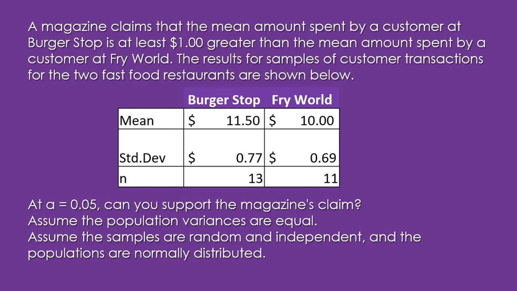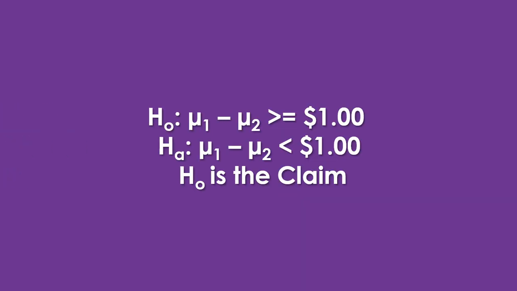We are to assume the population variances are equal, the samples are random and independent, and the populations are normally distributed. All standard assumptions. We always start by stating the two hypotheses. In this case, the claim of the magazine was that the mean of the Burger Stop was at least $1 higher than that at Fry World. So at least implies the greater than or equal to math operator, which is a form of equality, which means that the claim must be the null.